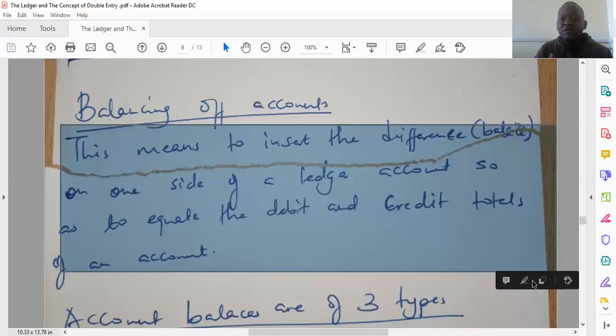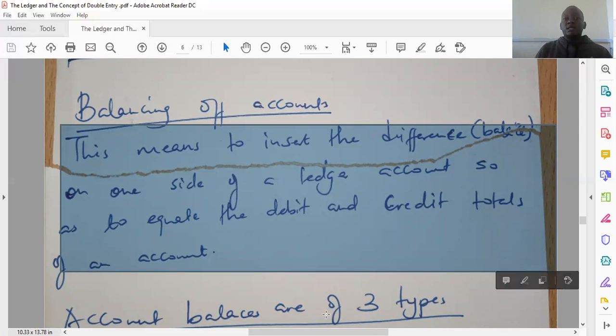To balance off an account means to insert the difference on one side of a ledger account so as to equate the debit and the credit totals of an account, so that we have the totals being equal.